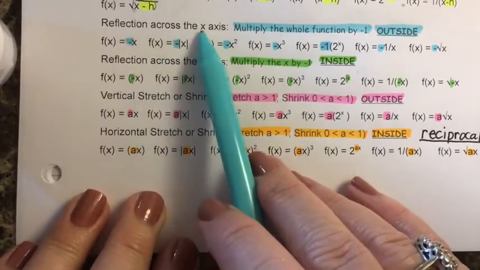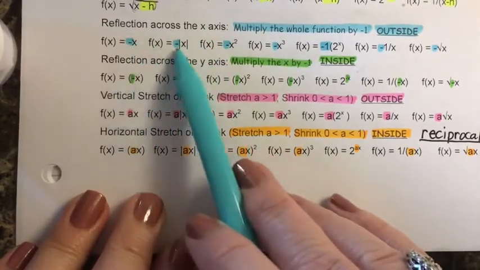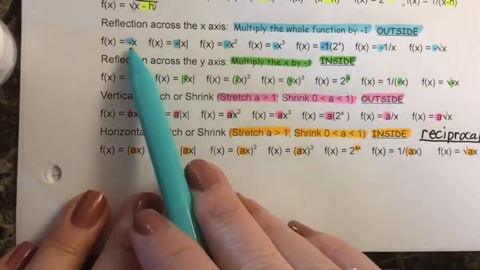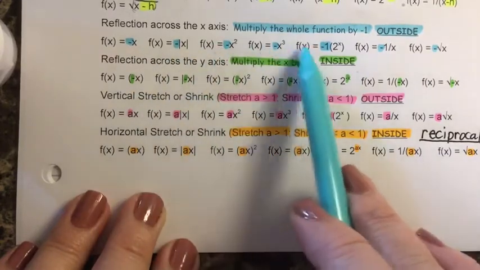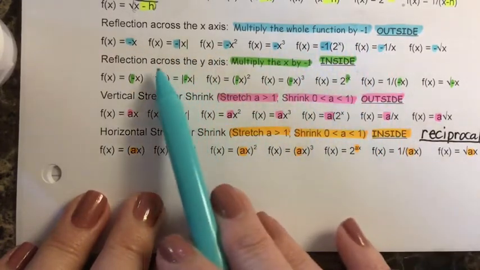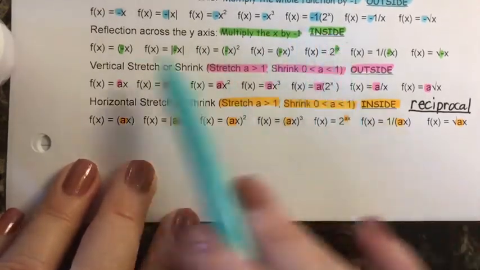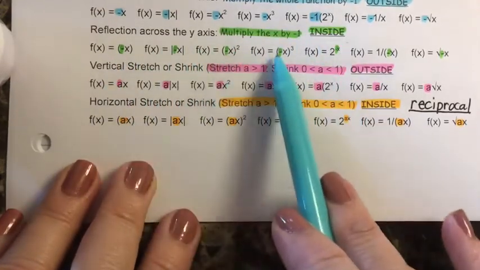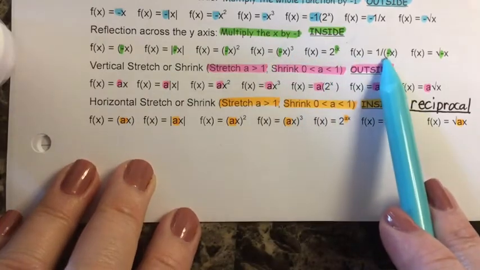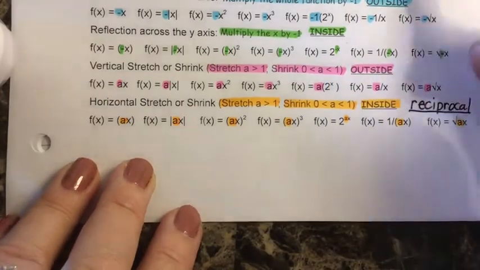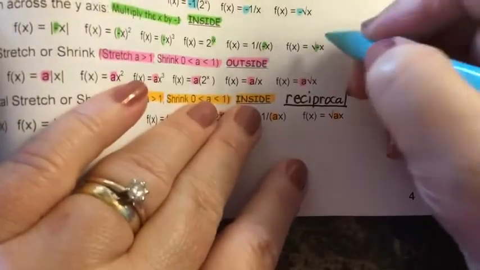Quickly, we'll go through the reflection. If it's a reflection across the x-axis, the negative sign is outside. It's not inside with it, it's outside. If it's a reflection across the y-axis, then the negative one is inside with the x, or in the denominator with the x, or under the square root like this one with the x.